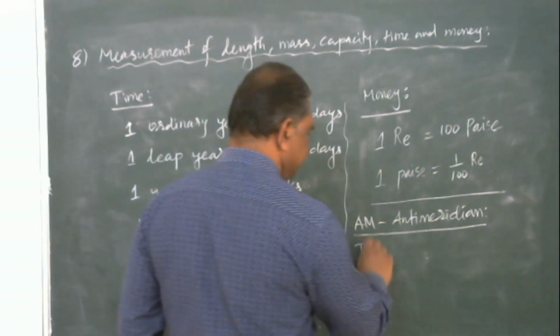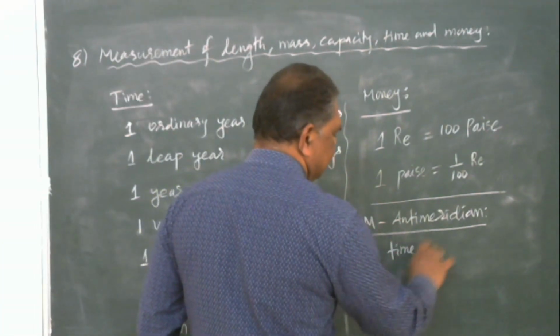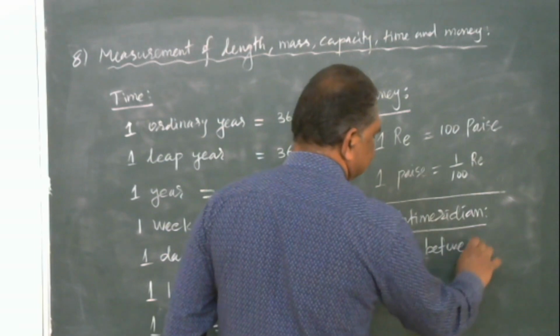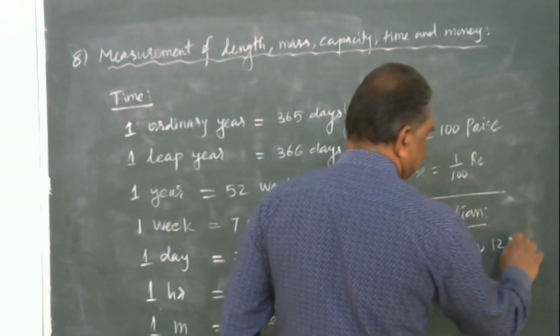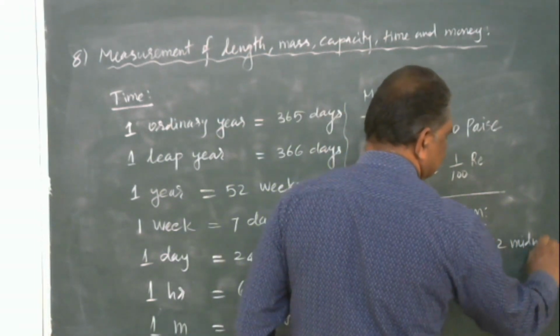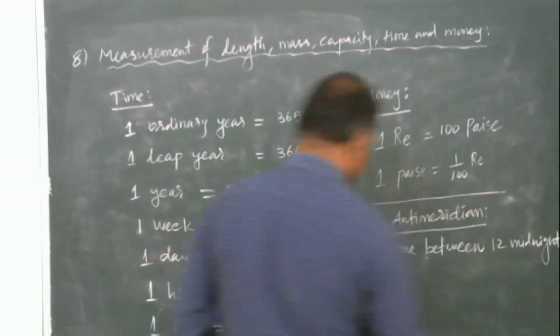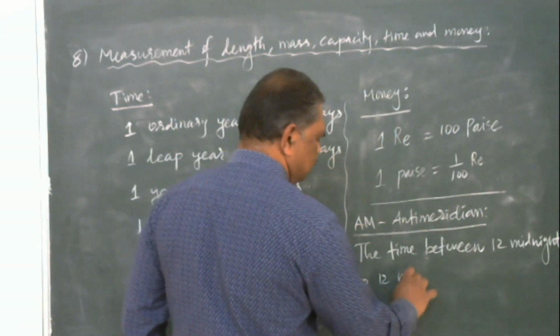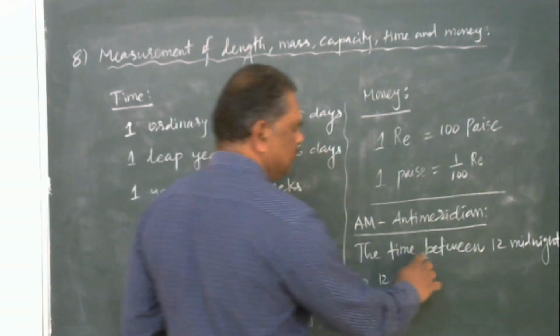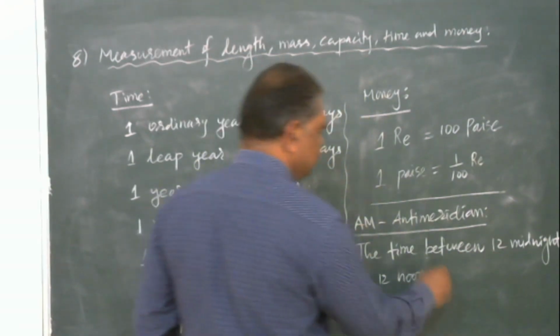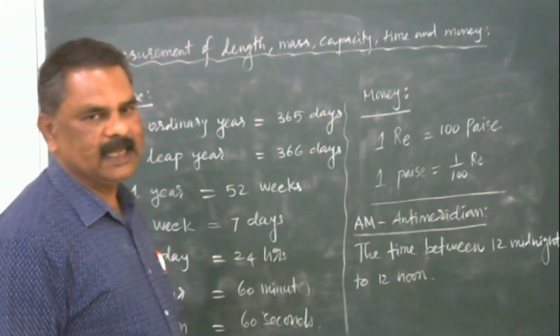So the time between 12 midnight to 12 noon. The time between 12 midnight to 12 noon is called the anti-meridian, AM.